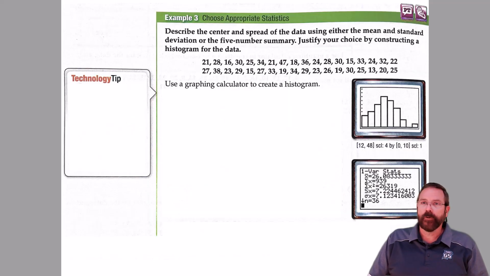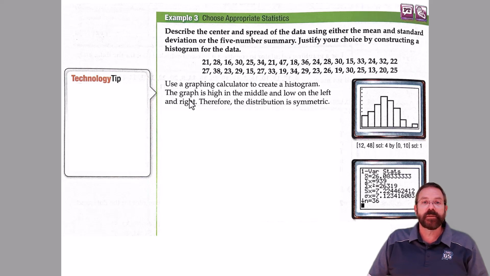Keeping it going here. So here we've got a whole new set of data, and we're not going to graph this because there's no reason to. They've given us everything we need right here. It says describe the center and the spread of the data using either the mean and standard deviation or a 5-number summary. Justify your choice by constructing a histogram of the data. So they typed all their data values into their graphing calculator, they created a histogram, and then they said, well, what does our histogram actually show?